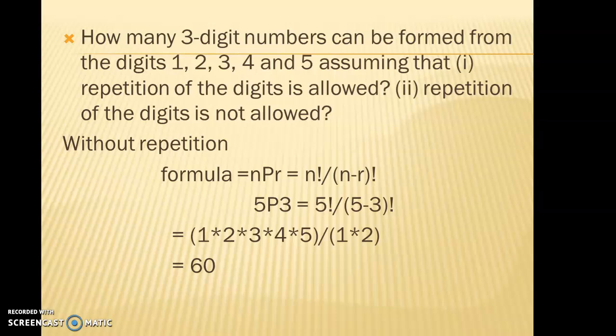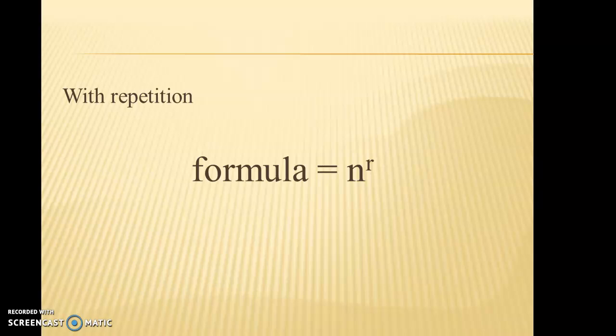What is the other part of this question? Repetition is allowed. So what will happen? With repetition, what is the formula? n to the power of r. We have 5 different digits, and I have to choose 3 digits out of that. So 5 to the power of 3, and the value will be 125.